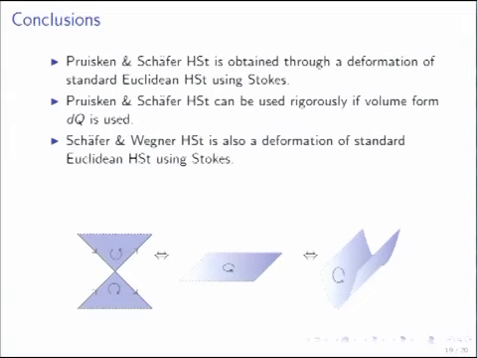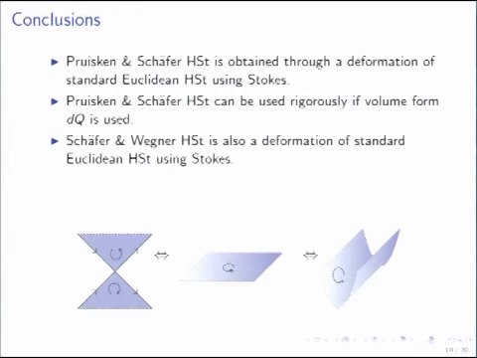The Prussian-Schäfer Hubbard-Stratonovich transformation can be obtained through a deformation of the standard Euclidean Hubbard-Stratonovich transformation using Stokes. And now you can use Prussian-Schäfer in a very general setting rigorously if you use the right volume element, if you use this volume form. And also you have a unifying point of view, namely that the Schäfer and Wegner family of domains of integration is also a deformation of this Euclidean Hubbard-Stratonovich transformation using Stokes.